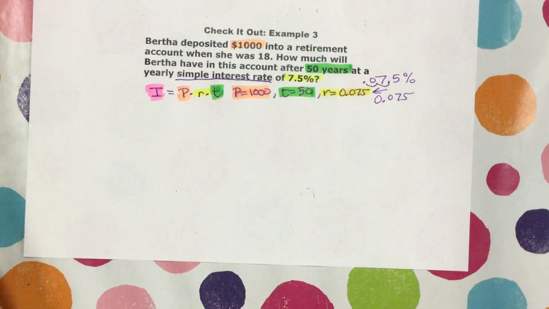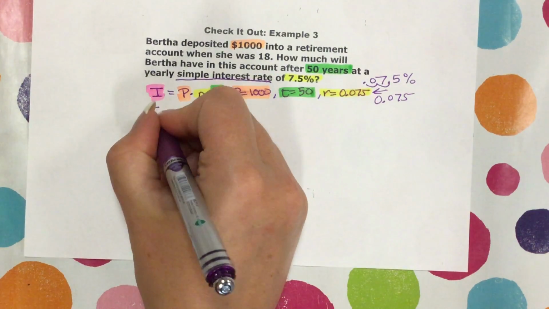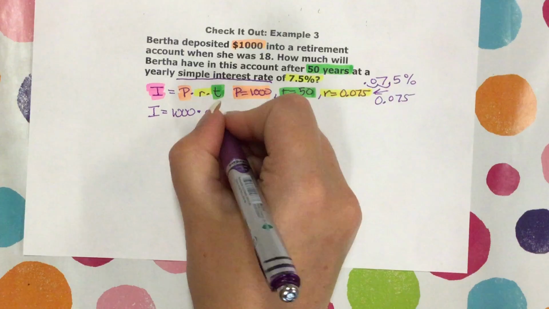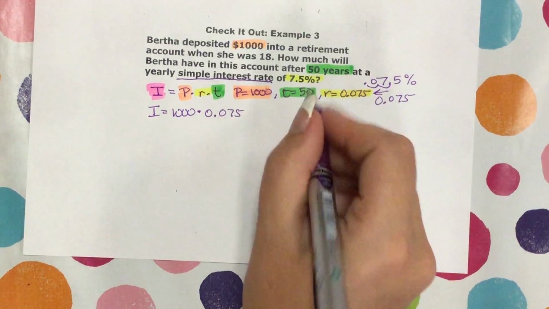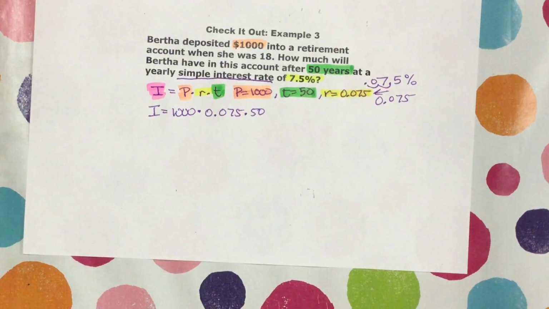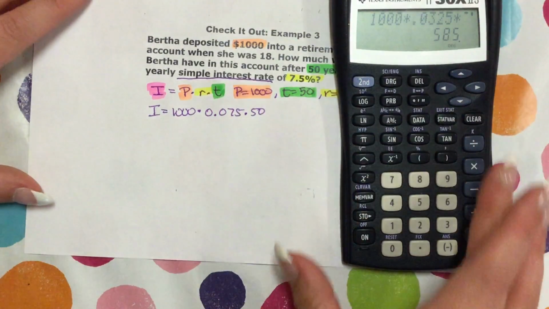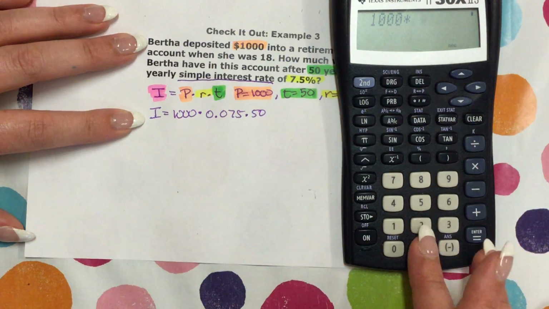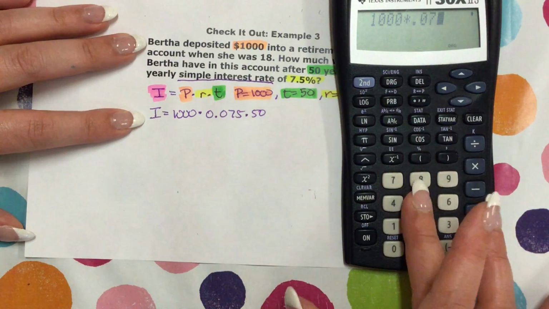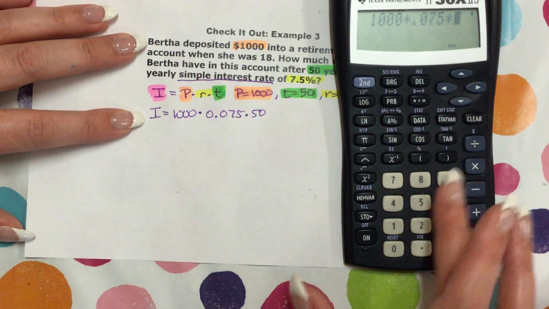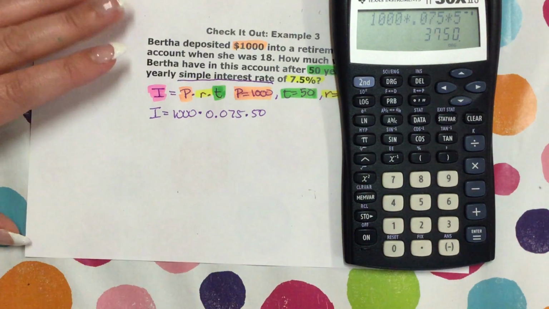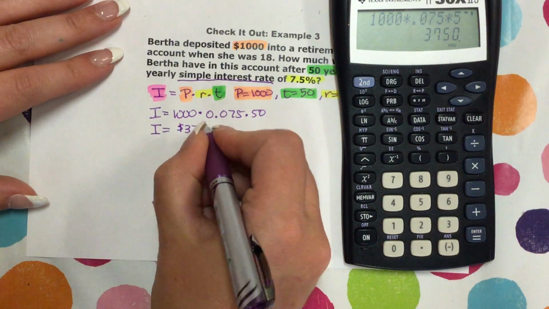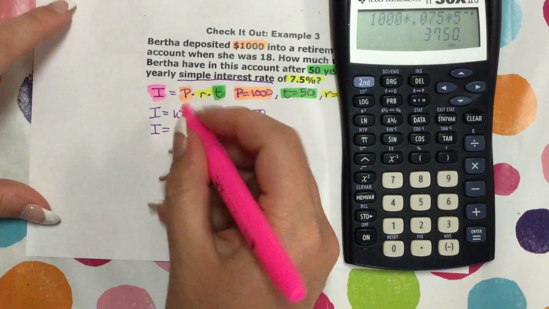Okay, so let's go ahead and substitute the values in. We're trying to find the interest. P is $1,000. The rate is 0.075. And time is 50. Let's just go ahead and plug this into our calculator. So we have 1,000 multiplied by 0.075 times 50. That equals the interest. That is $3,750. That's a nice little amount.